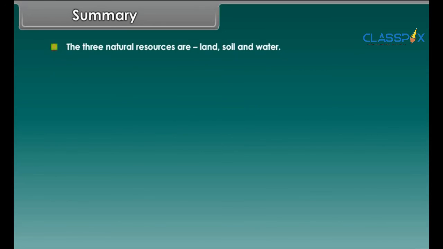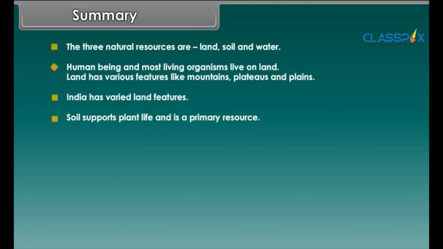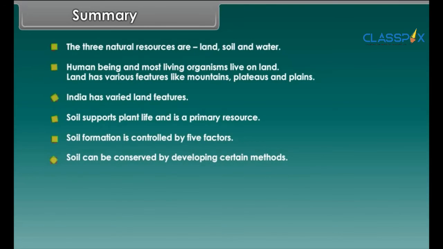Summary. The three natural resources are land, soil and water. Human beings and most living organisms live on land. Land has various features like mountains, plateaus and plains. India has varied land features. Soil supports plant life and is a primary resource. Soil formation is controlled by 5 factors. Soil can be conserved by developing certain methods.